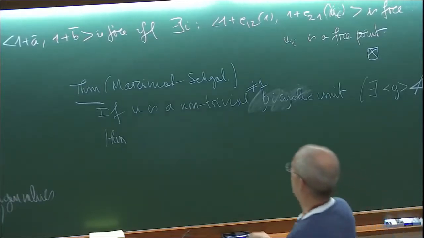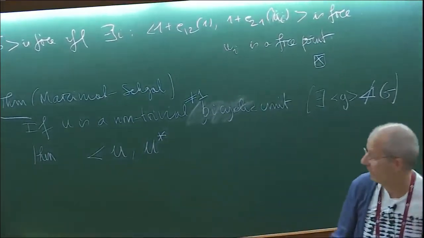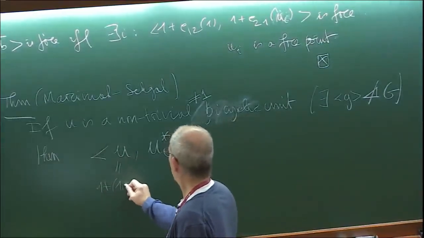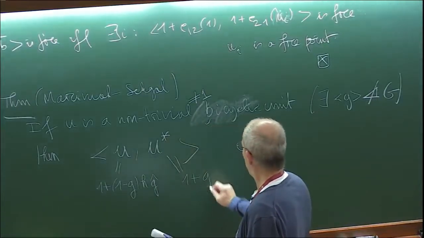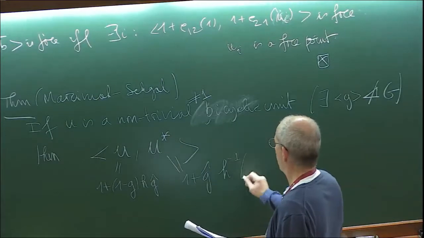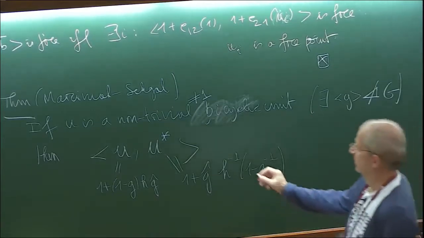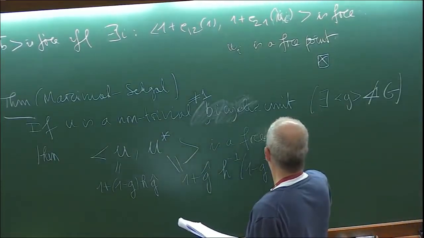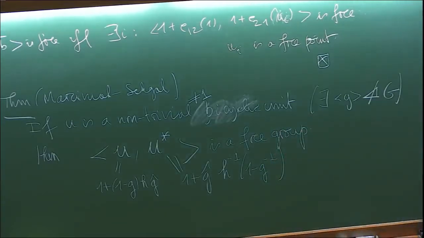Then they proved that this bicyclic unit, together with its involutive one, the involution I used yesterday, so if this one is 1 plus (1 minus g) h g hat, then this one is 1 plus g hat h inverse (1 minus g inverse). Well, this is a free group. So for all groups, except those groups which are very special with all subgroups normal, you always have a free group of rank 2. So it means the unit group is large.